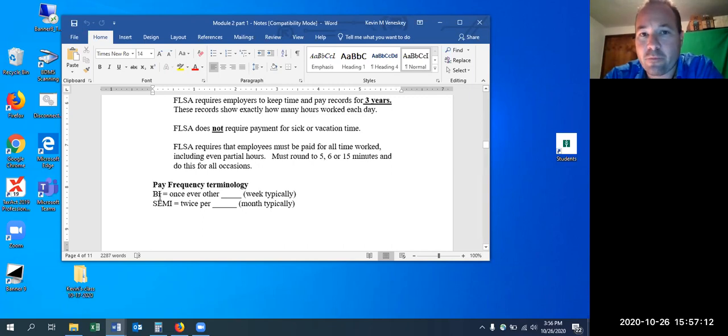So most of the time when you're paid, it's bi-weekly. You're paid every other week. So if you ever find yourself wondering, how am I paid? Am I paid bi, which means every other, or semi, twice per? I always think it's easiest to think back to a department store sale. I'm paid semi-annually, which means twice per year. So I'm paid semi-monthly.